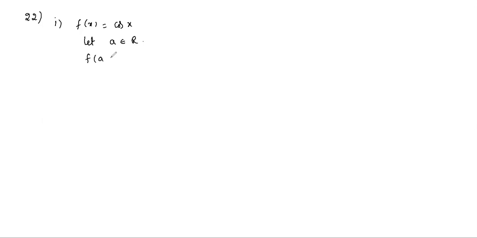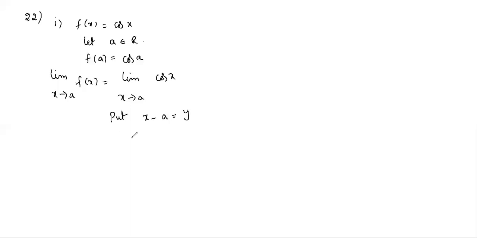Clearly, f of a is cos a. Now we have to find the limit as x tends to a of f of x, which is the limit as x tends to a of cos x. Here you have to take the substitution, put x minus a equals y. As x tends to a, y tends to 0, and from this x is a plus y. So cos of a plus y.